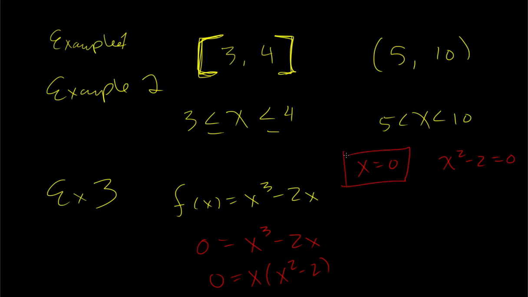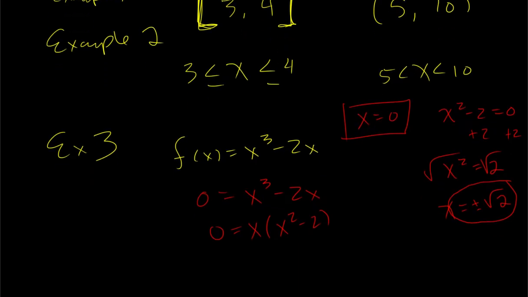So that's one of our roots. From here, we just continue solving using algebra, square root both sides. And when you introduce a square root into an algebra problem, you need to do plus or minus. Okay, so we have 3 roots. We have 0, positive square root of 2, and the negative square root of 2.